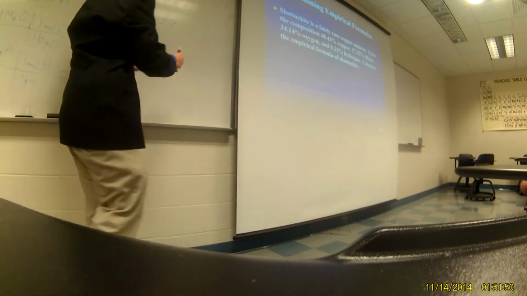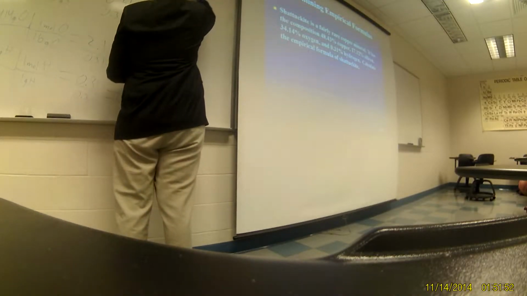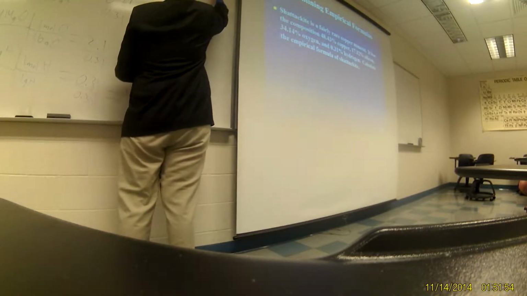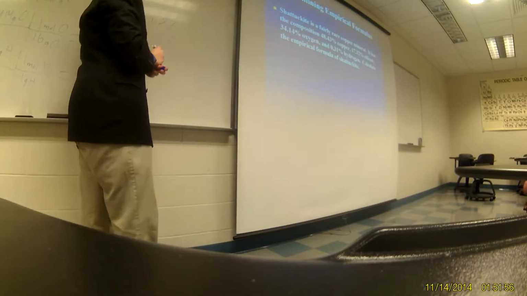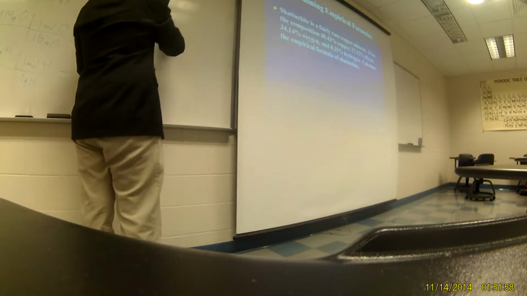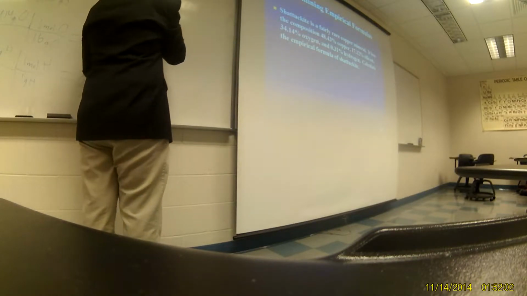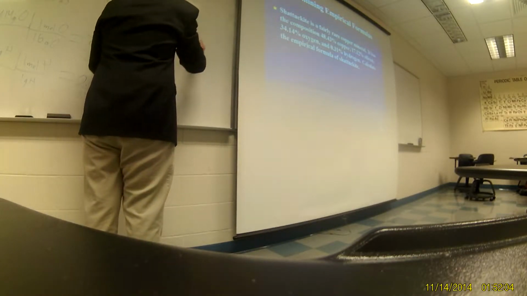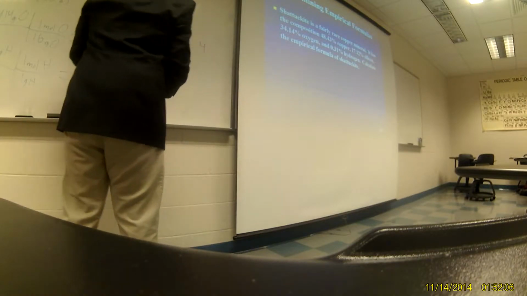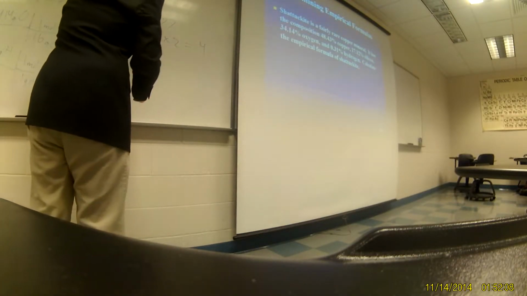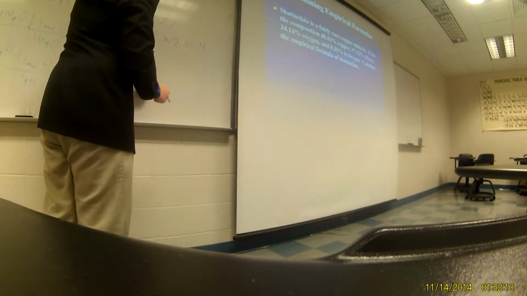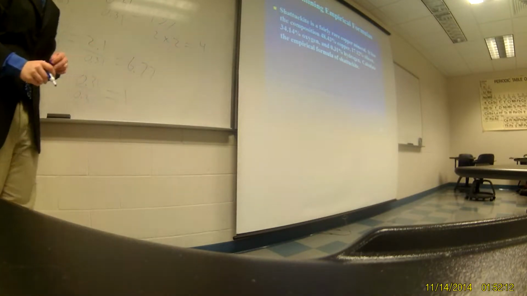a whole number. And so we're going to say this becomes 5. This is essentially 2. So I have to go 2 times 2 equals 4. So this one, what's 6.77 times 2? 13.54.